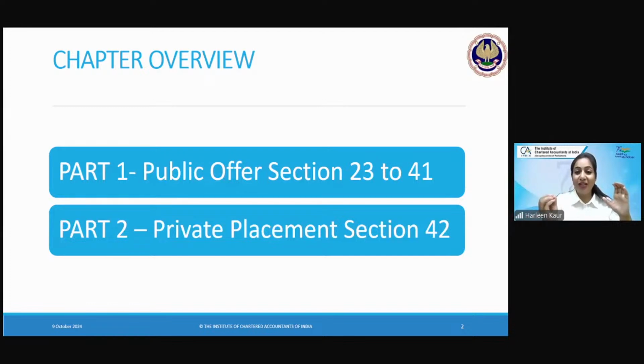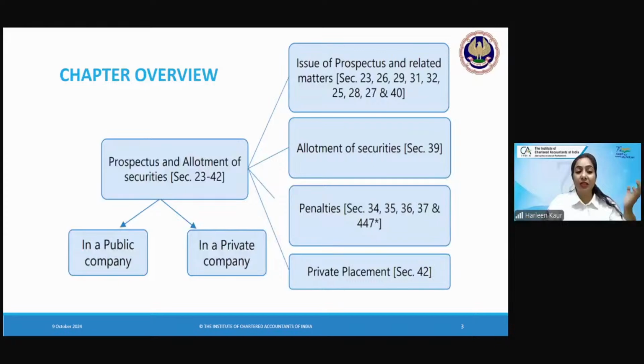It's not just a definition, it's just the introduction I'm giving you, children. There are a lot of things we are going to learn about how the prospectus is issued, how it is made. But just to give you the prospectus introduction, the term prospectus will be used by a public company, and a public company will be making a public issue as well as private placement.